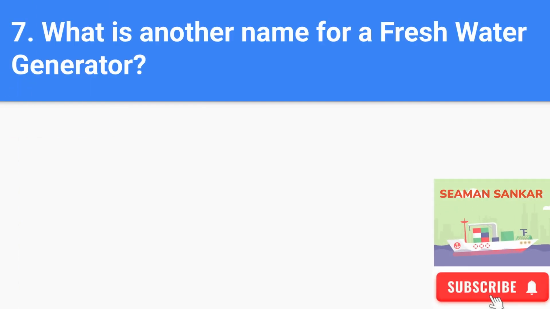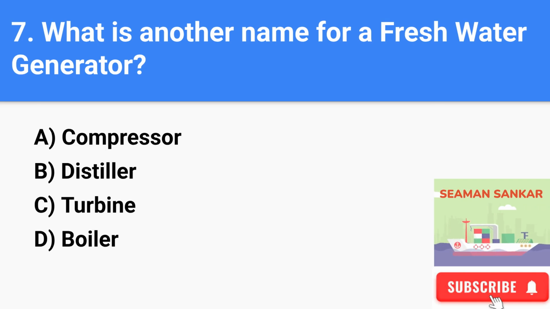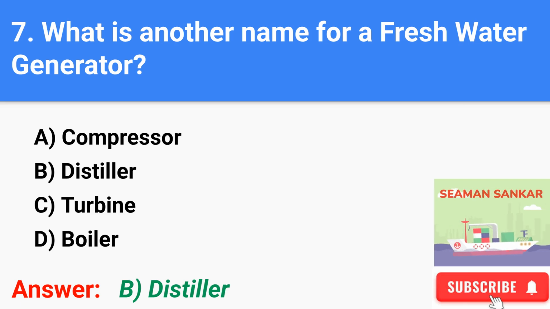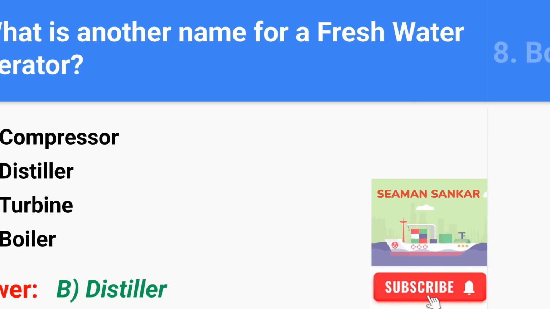Question 7. What is another name for a freshwater generator? A. Compressor, B. Distiller, C. Turbine, or D. Boiler. The answer is B. Distiller. Freshwater generators use distillation to produce fresh water from seawater.